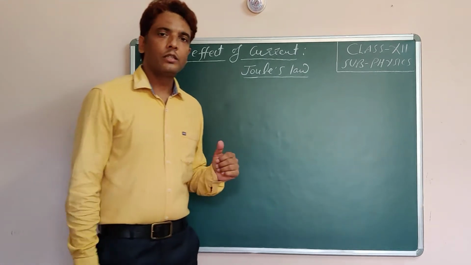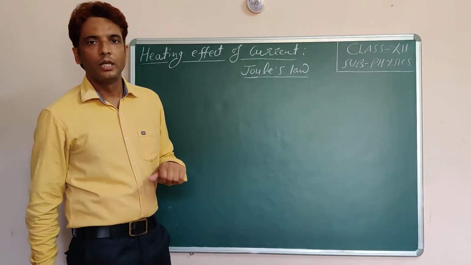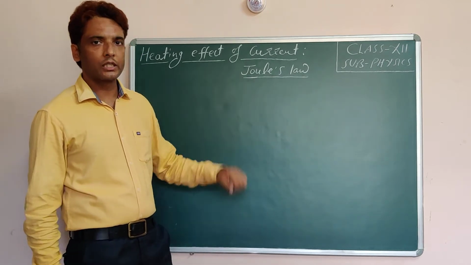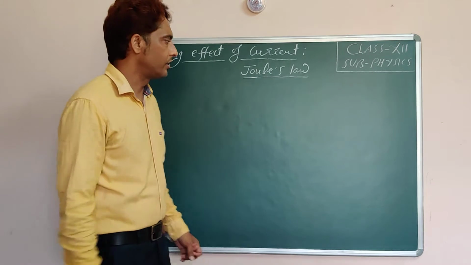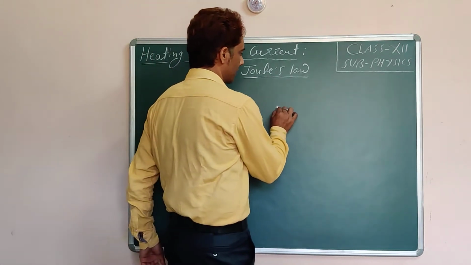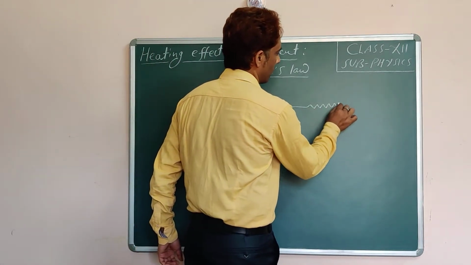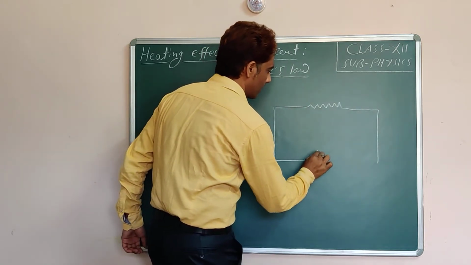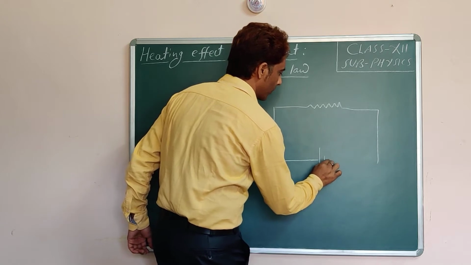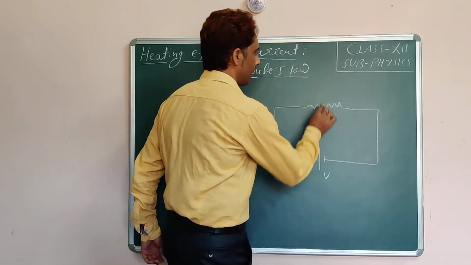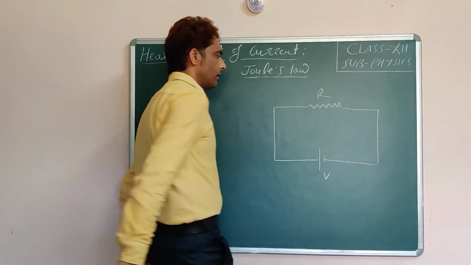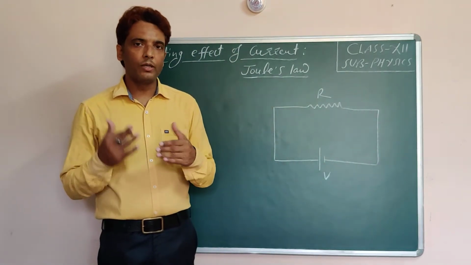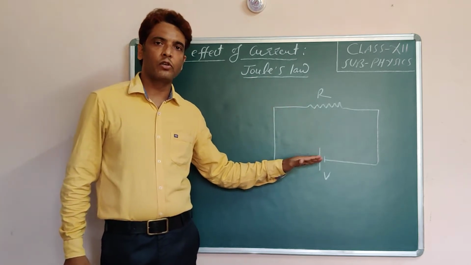So let us discuss the cause of heating effect of current and the expression for heat energy produced in a conductor when current flows through it. Let us consider a conductor of resistance R and let a source of EMF or potential difference V be applied across it. We know that current flows through a conductor only when some potential difference is applied across it.